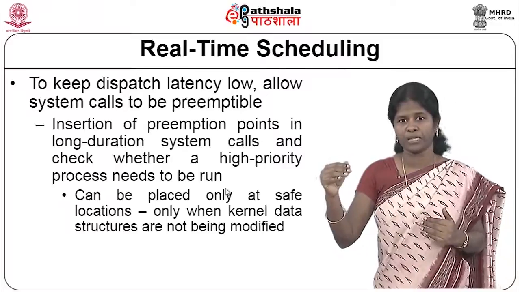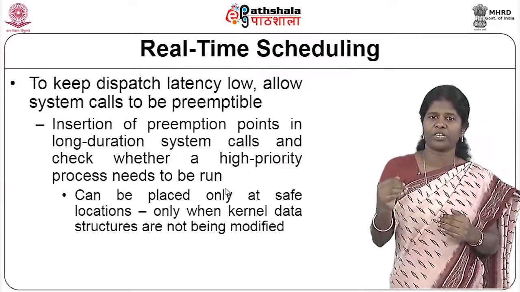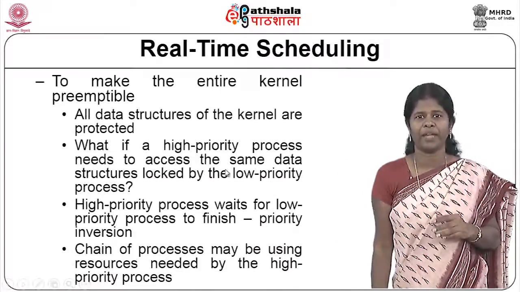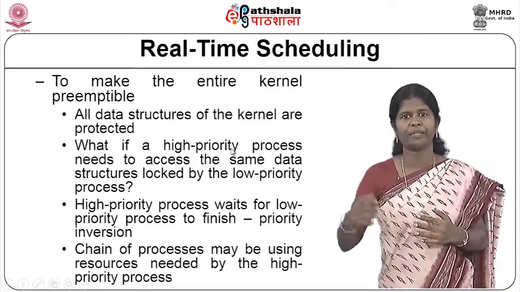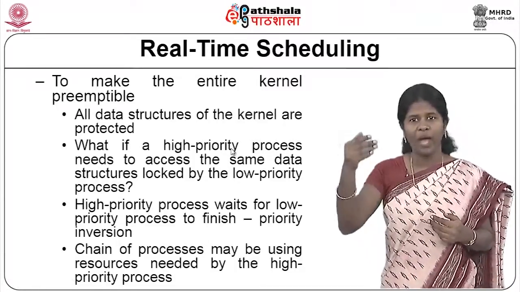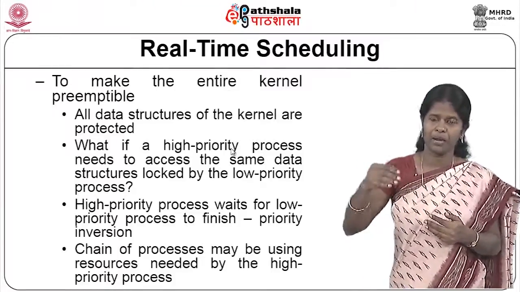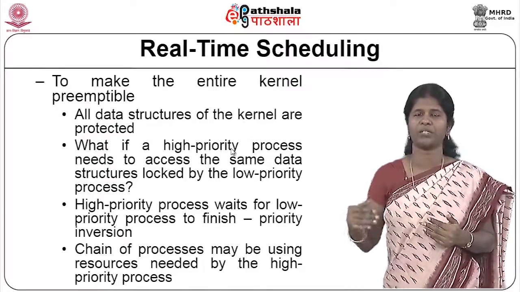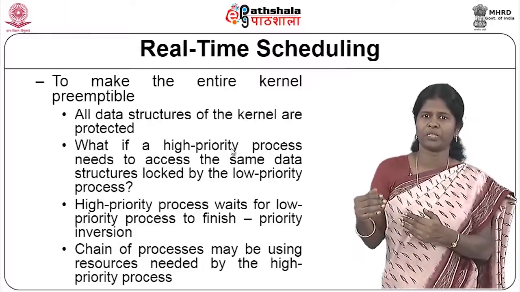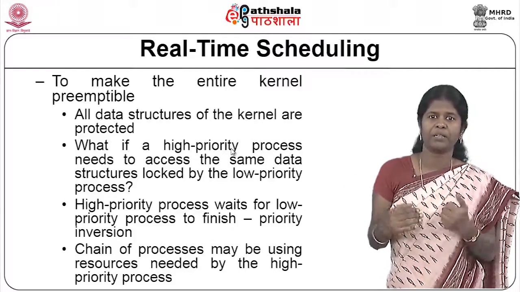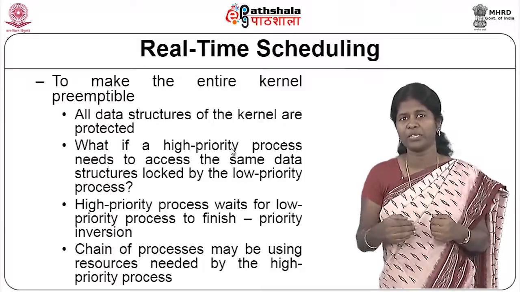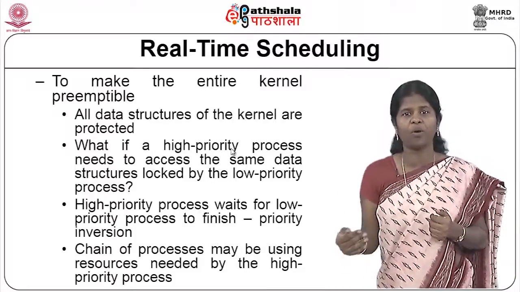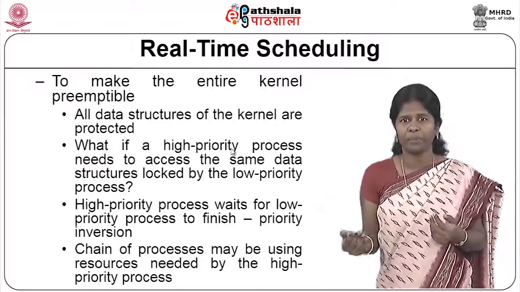But these preemption points can be placed only at safe locations, only when the kernel data structures are not being modified. Then the other method is to make the entire kernel preemptible. That is, you have a system call that is being executed, but the data structures in the system calls are locked when the low priority process is using them. Now when the high priority process comes, you can immediately preempt, but the problem is, if this high priority process needs to use the same system call or the same data structure or the same operating system code, then what will happen?